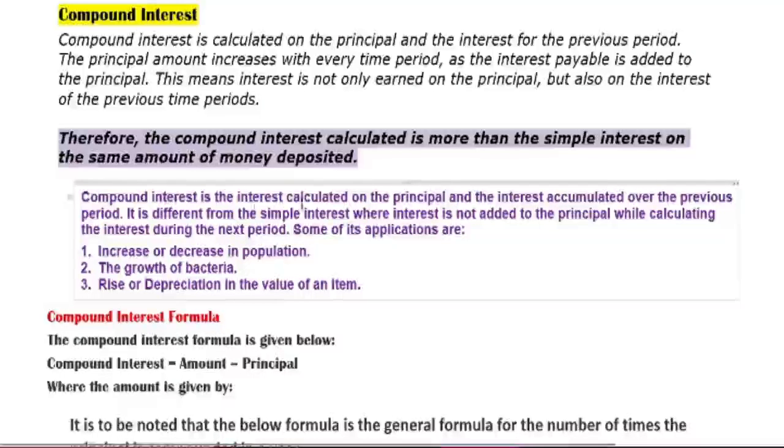The compound interest is the interest calculated on the principal and the interest accumulated over the previous period. It is different from simple interest, where the interest is not added to the principal while calculating the interest during the next period. So this is the difference between simple interest and compound interest. Some applications of this formula: you can use it for increase or decrease in population, the growth of bacteria, or rise or depreciation in the value of an item.